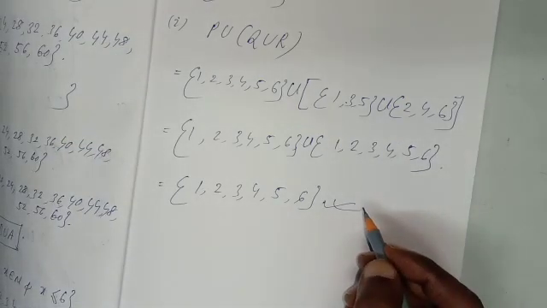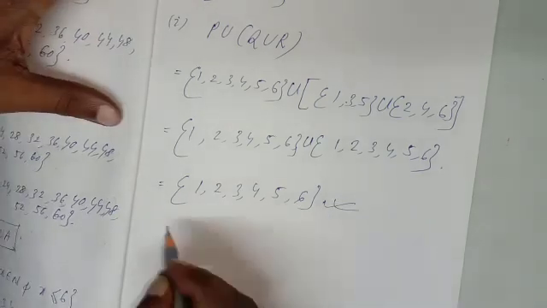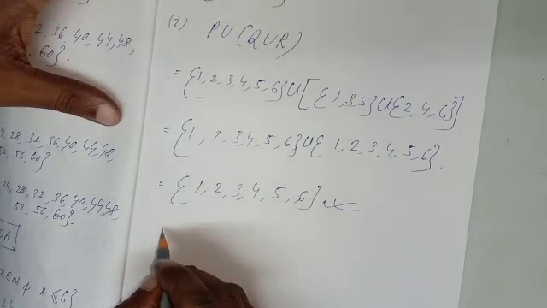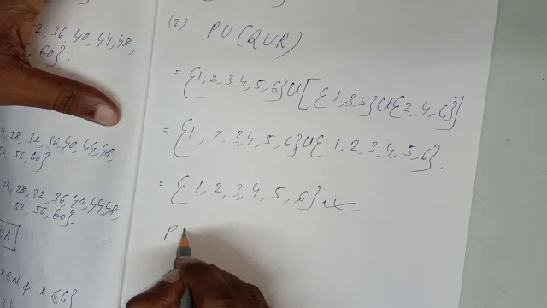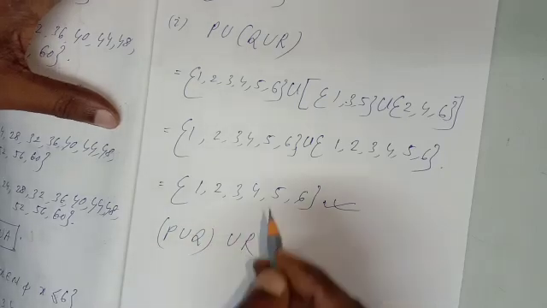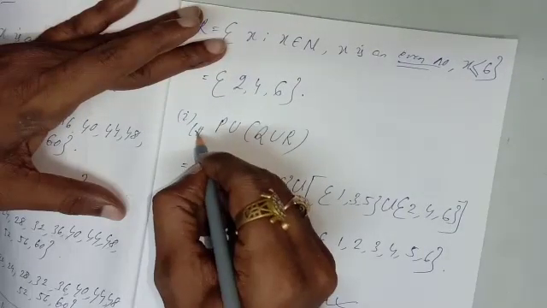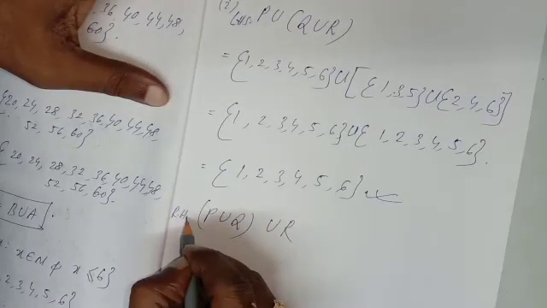This is the first part of the question given, and this one is your left hand side, and the P union Q union R is the right hand side. You have to show whether both are equal or not.